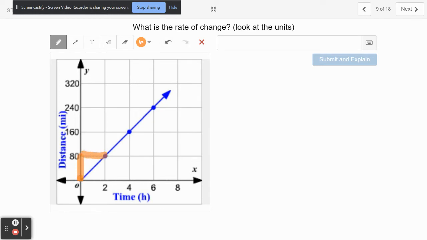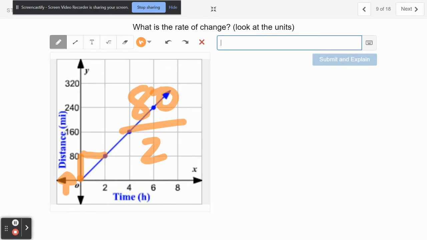Rise and run, okay? So I'm going to rise 80. Do you guys see that 80? Right here. Rise 80. And I'm going to run 2. That's what this run is, this 2, okay? Can I reduce that? If you put 80 over 2, it's not wrong. But half of 80, or 2 divided into 80, is going to be 40. So really it's going up 40 over 1. Up 40 over 1.